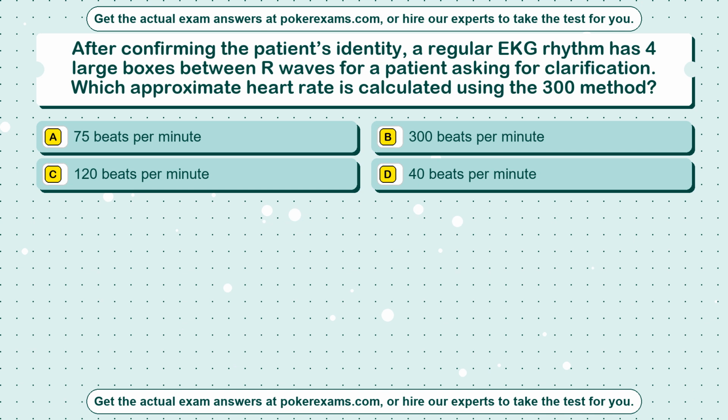Question 31. After confirming the patient's identity, a regular EKG rhythm has 4 large boxes between R waves for a patient asking for clarification. Which approximate heart rate is calculated using the 300 method?